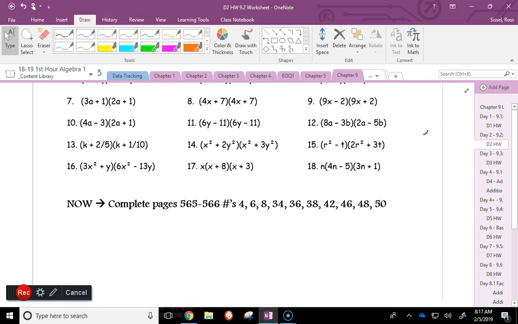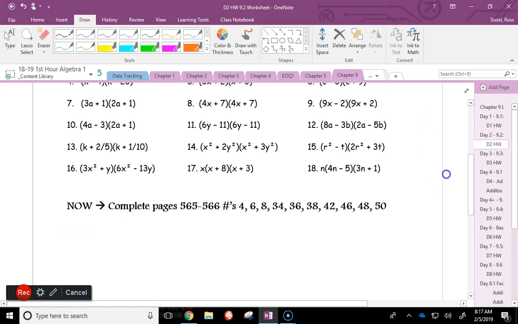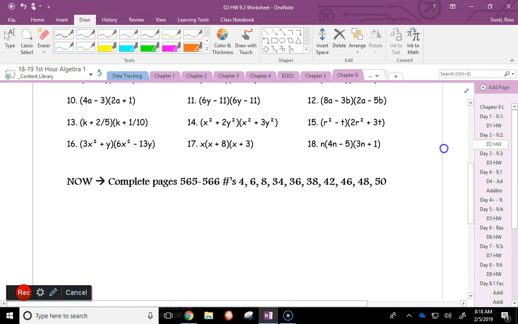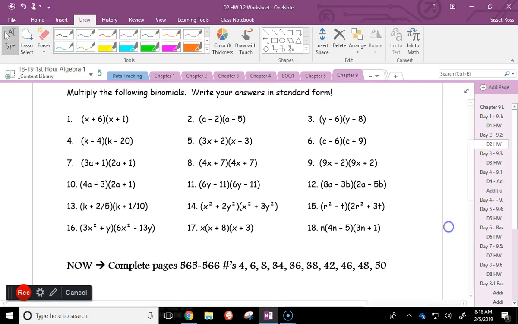Holy cow, this is a lot more than I thought. No! Even 28. They're all even numbers. I don't even understand how to do it easy. No!